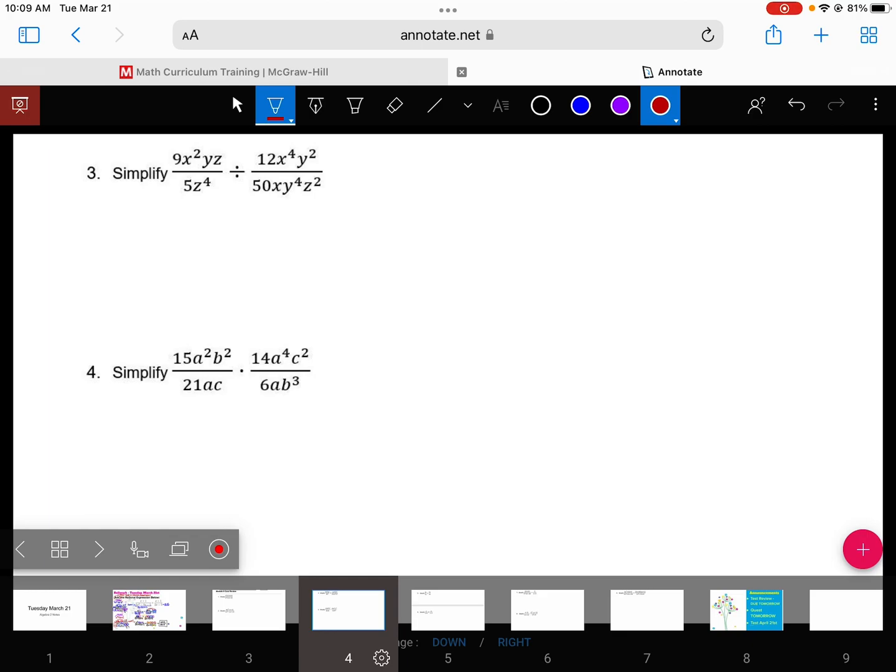Does anybody else not have a copy of the review? No, I passed it out on Friday. If you can't find it in your bag, I'm happy to give you another copy. You're welcome.